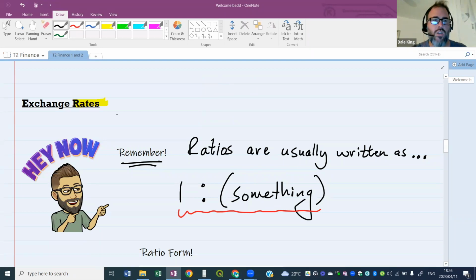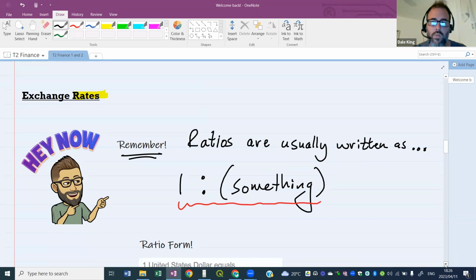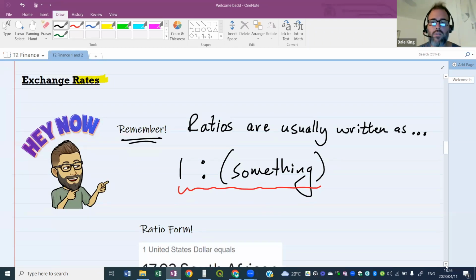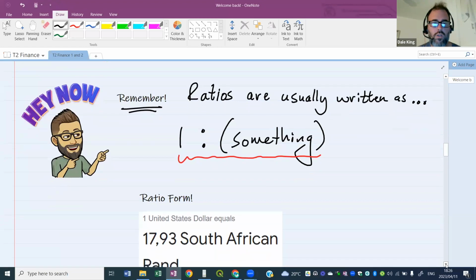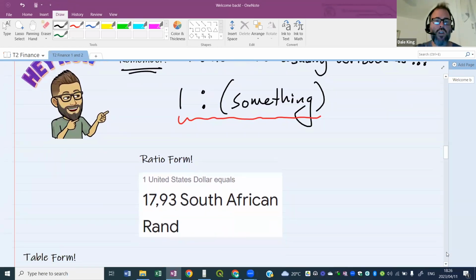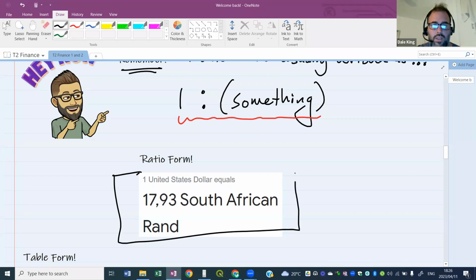All right. So exchange rates can be written in the ratio form. Often in math literacy, you will see them written in the ratio form. But these days, for you guys, it's so easy to pick up an exchange rate because most of you have cell phones, you have Google, and you just say, Google, what is the exchange rate of the US dollar to the South African rand? And Google will give you something that looks like this.